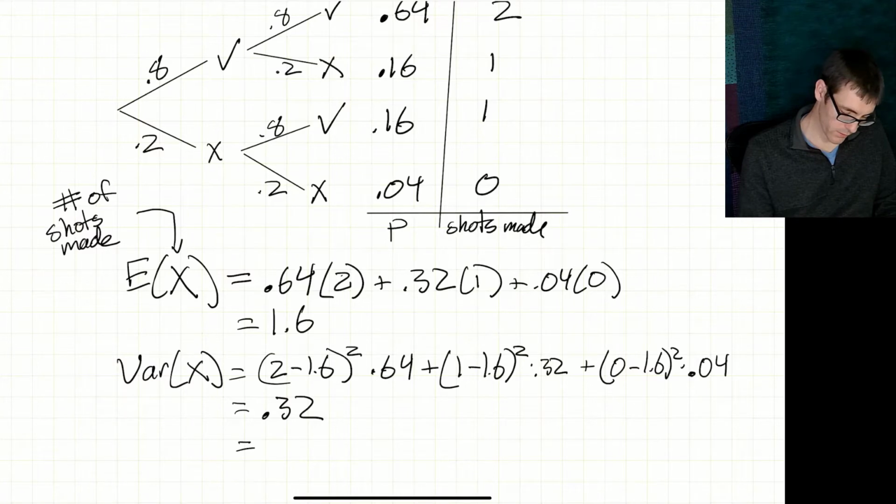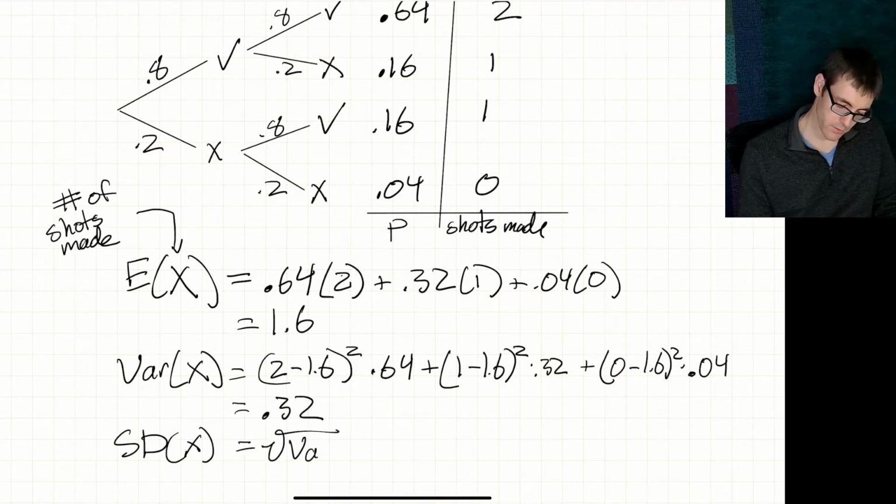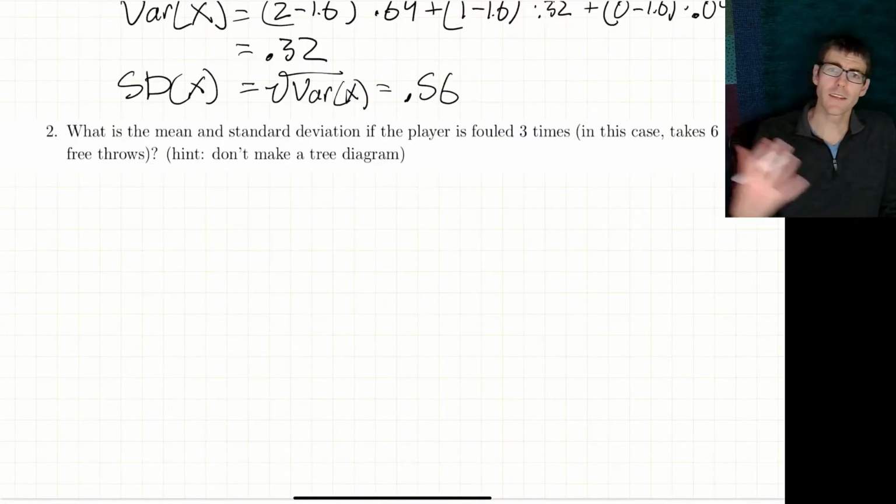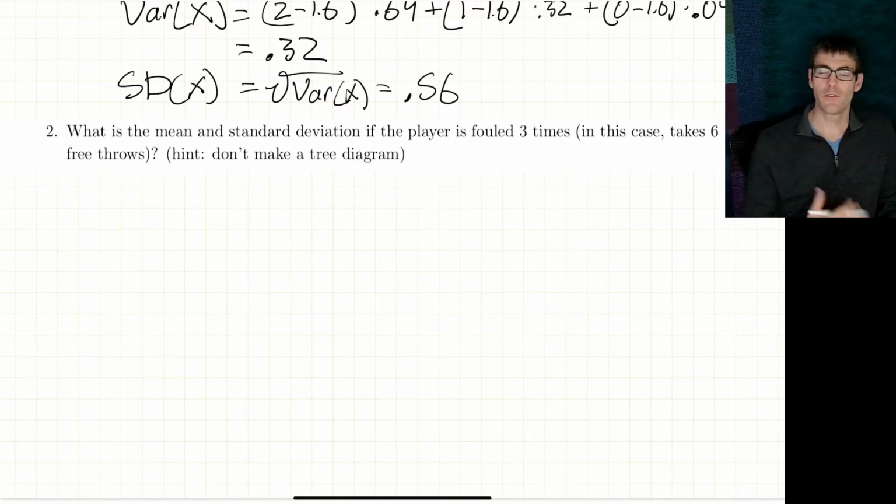And then what we really want is the standard deviation of this distribution. Well, for that we're going to end up square rooting this. This is the square root of the variance, which should be 0.56 something. All right, so next up we're asking what happens if we do this a total of 3 times.